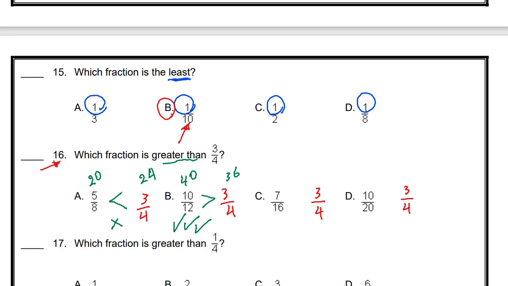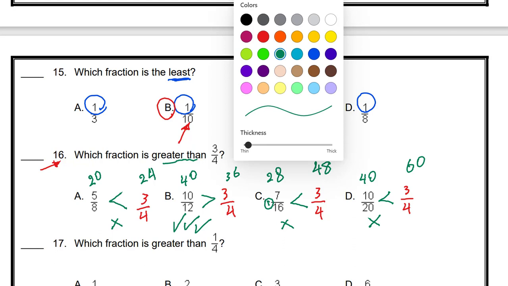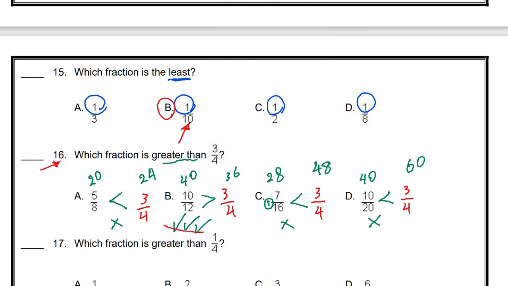The next one, 4 times 7 equals 28, and 16 times 3: 6 times 3 equals 18, write 8 and carry 1. 1 times 3 equals 3, plus 1, 4. So this is less than. The last one, 4 times 10 equals 40, and 20 times 3 equals 60, so also less than. So this one also is wrong. The only correct one here is B. This one is the only correct choice. Okay, my heroes, any problems about comparing fractions?